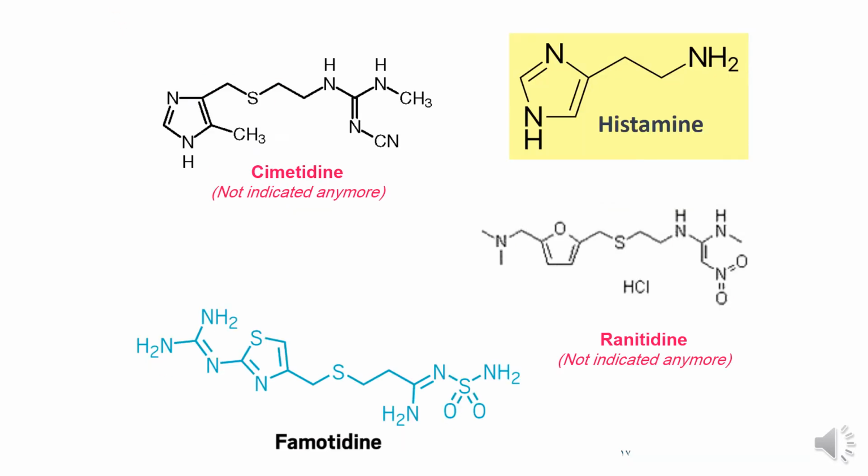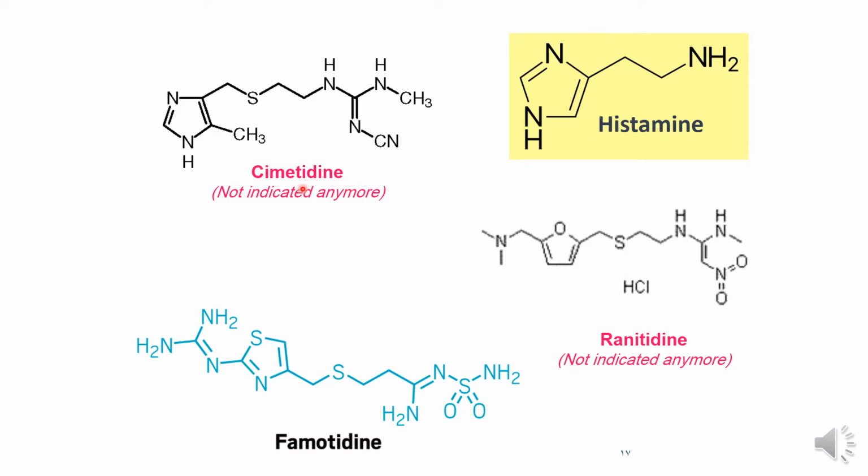Here are the structures of H2 blockers. This is the structure of histamine, containing an imidazole ring and the amino group. So the design of the antihistaminics is based on the structure of this histamine.